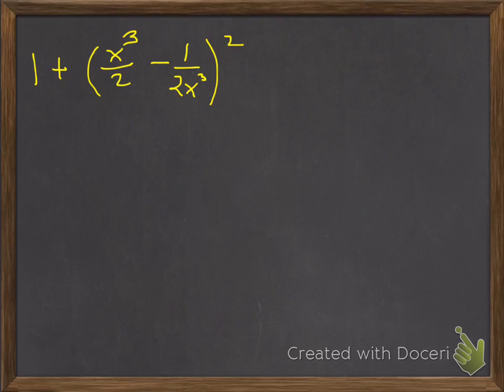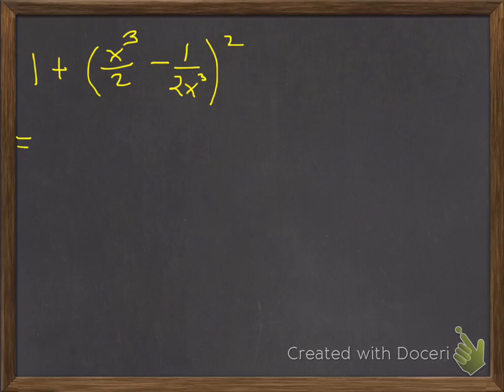So we're going to start out with 1 plus the quantity x cubed over 2 minus 1 over 2x cubed, quantity squared. And where we're going to go with this is we're going to expand that quantity squared, combine like terms, and then see if we can get a perfect square. If we can get that integrand to be a perfect square, then when we're plugging that into the arc length formula, the square and the square root will undo each other.